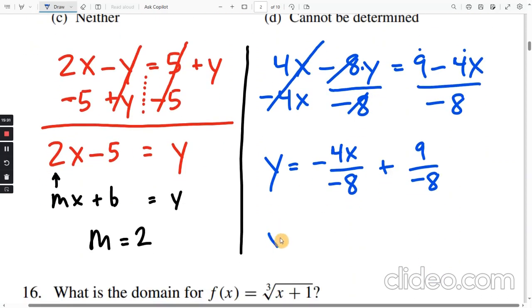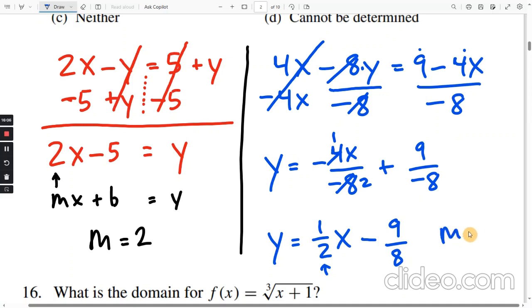Negative 4 divided by negative 8 is 1/2, because negative 8 divided by negative 4 is just 2. And this is 1 if you cancel the fraction. So it's basically 1/2 x. 1x over 2 is the same as 1/2 x. And plus 9 divided by negative 8 is going to be negative 9/8. All right, this is y equals mx plus b as well. We can see the slope is the number that's times x. So m equals 1/2. All right, so we might be okay.